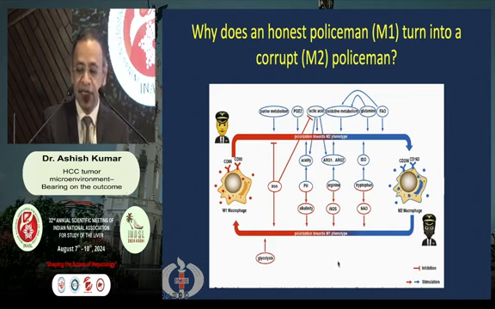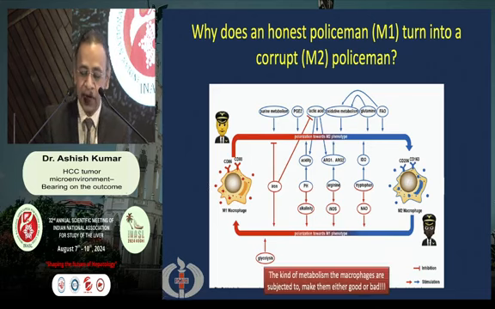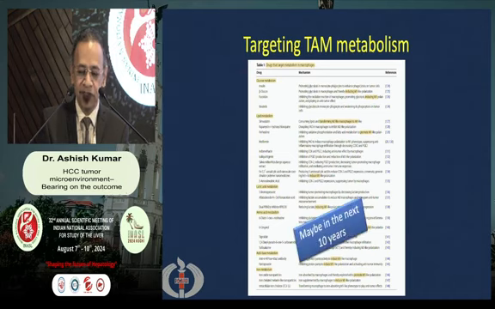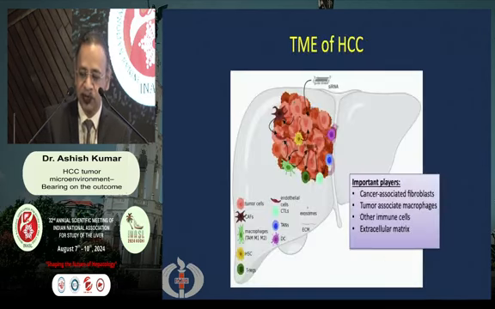But can we reverse it? Yes, there are ways and means by which we can again target and make it honest again. So the kind of metabolism the macrophages are subjected to makes them either good or bad for the tumor. So can we target this tumor associated metabolism? There are again many studies which are going on, but still all of them are in the lab stage or preclinical stage, and they would see the light of clinical trials and then maybe therapeutics within the next 10 years or so.